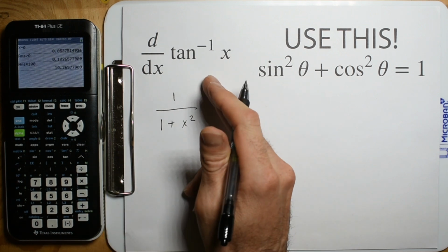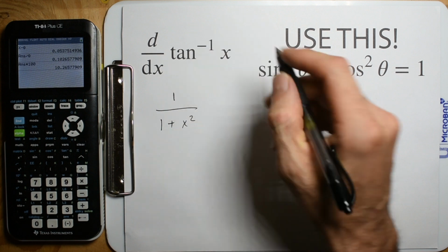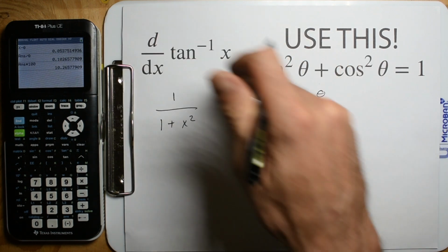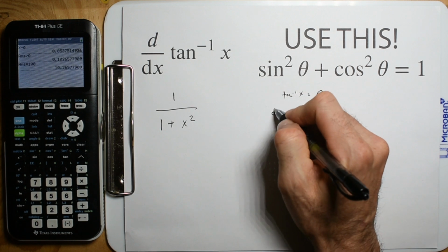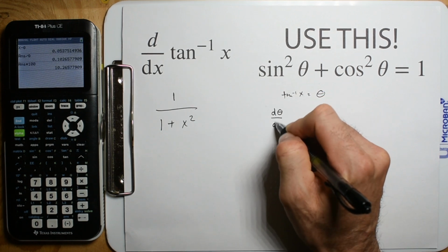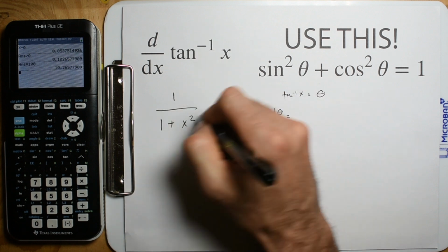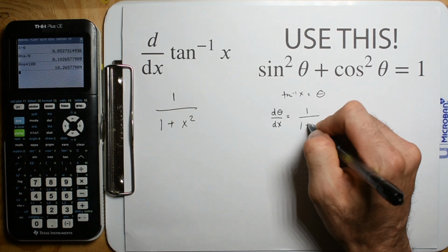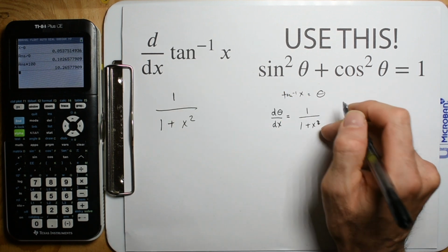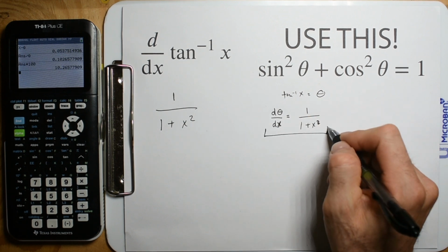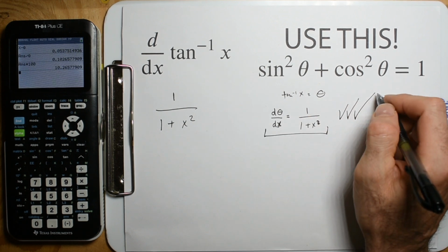what does this give us? This gives us the change in the angle, because inverse tangent of x gives us the angle. The derivative of it gives us the change in the angle with respect to x. So whatever number is over here, this is going to be 1 divided by 1 plus x squared. So now we're just going to see if this actually checks out.